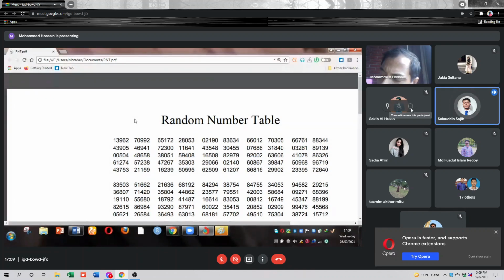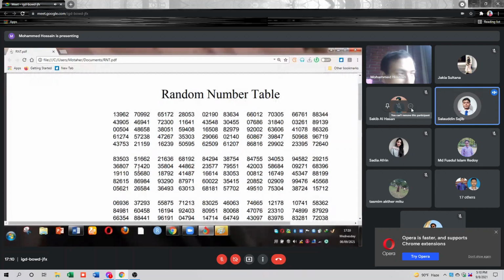Sir, in exam time or survey time, how do we find this table? I already gave it to you in your messenger group and I will also send this table through your Google Classroom. Sir, how do we create this table randomly? What I said, I already sent this table. So you should know how to pick the numbers.